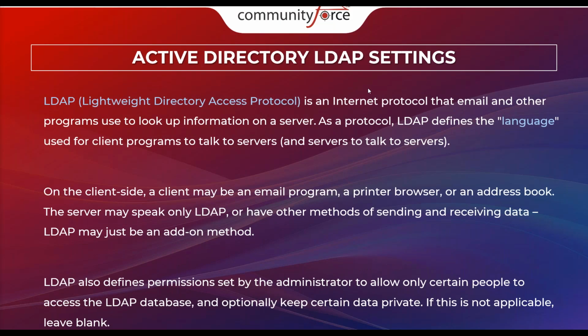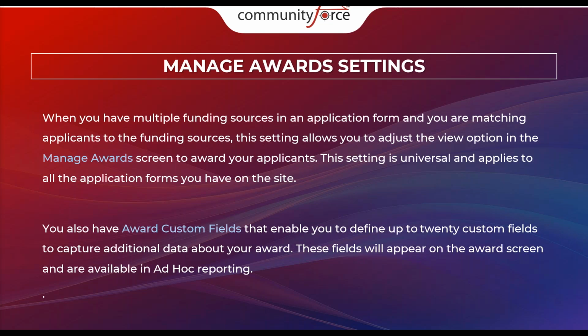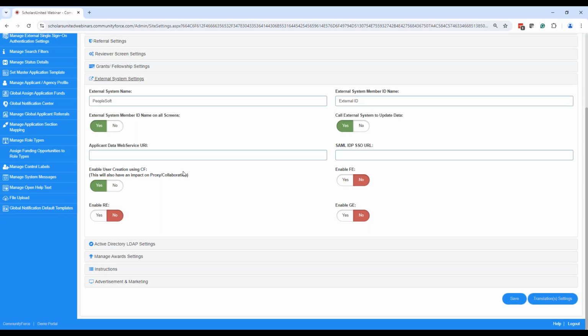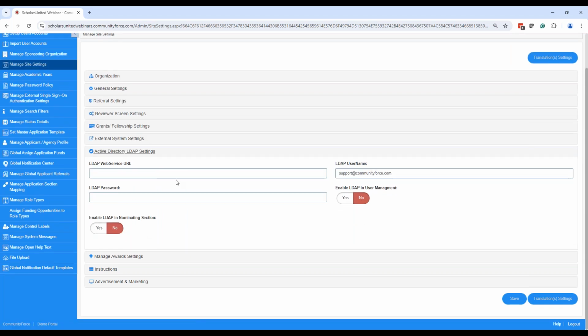Same with the active LDAP setting. It's an Internet Protocol that helps define the language used by your client programs to talk to servers. On your client side, a client may be an email program, a browser, an address book. So those are the specific settings that your tech team also will need to know. And then Community Force, of course, sets those up in communication with your team. These are some of the settings needed to make that communication happen between the two sites. And then this is the LDAP, web server, username, password, and so forth.